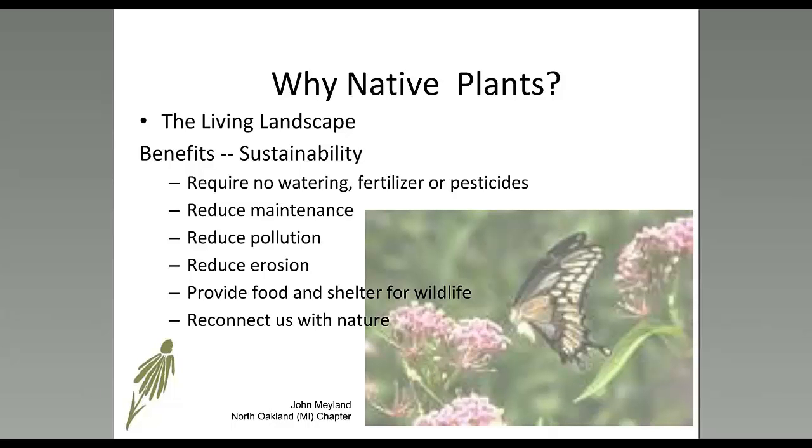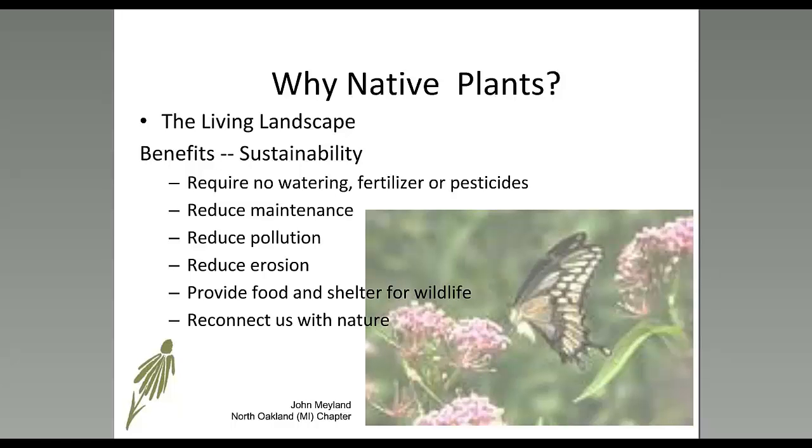As I've mentioned before, they require no watering, fertilizer, or pesticides. Once they're established, they will live very well on their own. Most insects are beneficial to them. Studies show that over time, natural landscapes are more cost-effective because they do not require that constant care, so you have more time to spend with your family.